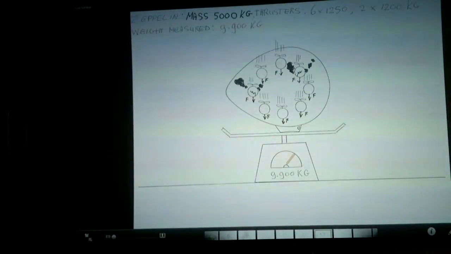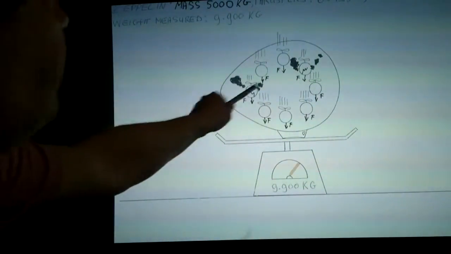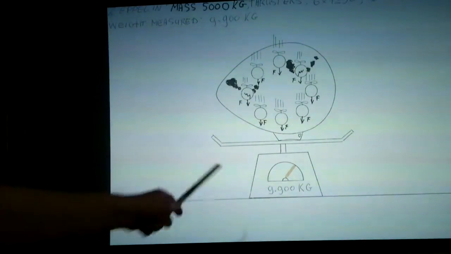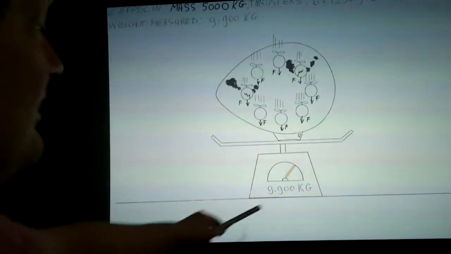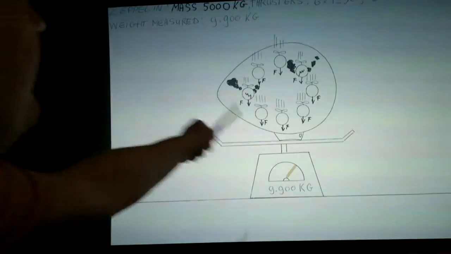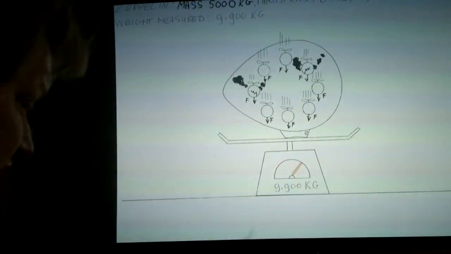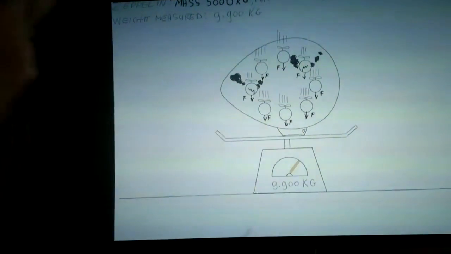Same zeppelin pushing down on the scales, but now two of the thrusters are in trouble. They're overheated and they only make 1,200 kilograms each instead of 1,250. So now the weight measured is not 10,000 kilograms, it's 9,900 kilograms. So, depending on your thrusters, the weight of your object varies. And Newton didn't take that into account.